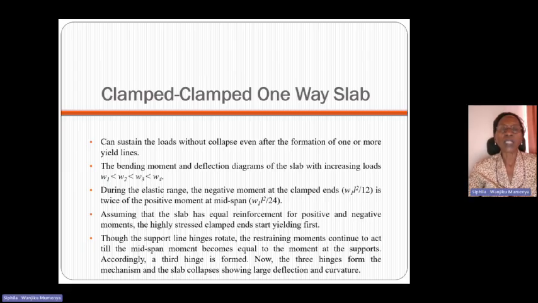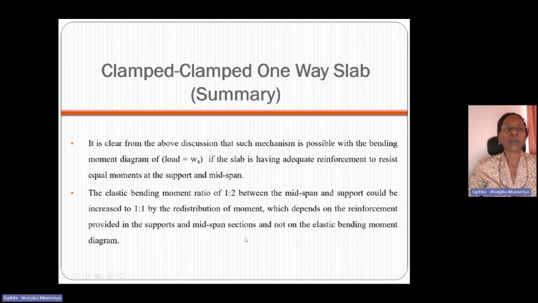During the elastic range, the negative moment at the clamped edge is W1 L squared over 12 and is twice the positive moment at midspan, which is W1 L squared over 24. Now, assuming that the slab has equal reinforcement for positive and negative moments, the highly stressed clamped ends start yielding first. Though the support line hinges rotate, the restraining moments continue to act till the midspan moment becomes equal to the moment at the supports. Accordingly, a third hinge is formed. This is just an explanation of what we have already seen in the previous diagrams.